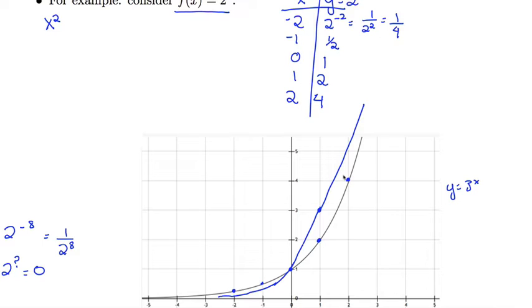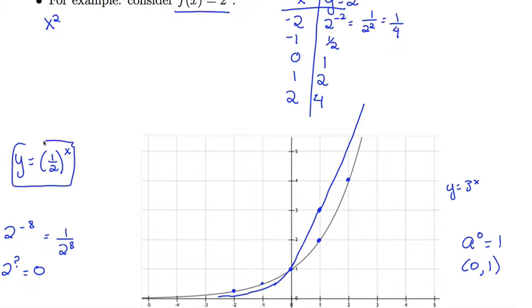Notice in particular that every exponential function goes through the point 0, 1, because a to the 0 is always equal to 1, so you always get 0, 1. If a, the base, is bigger than 1, then the graph will look like this. If the base is less than 1 but still positive, like for example a half, you get something similar but slightly different. And you can try that on your own to see what happens to the graph when a is less than 1.